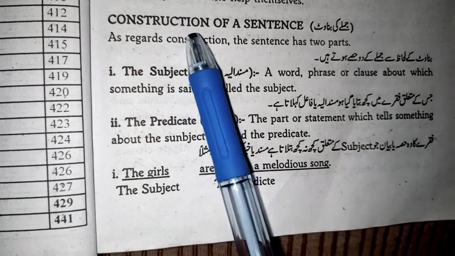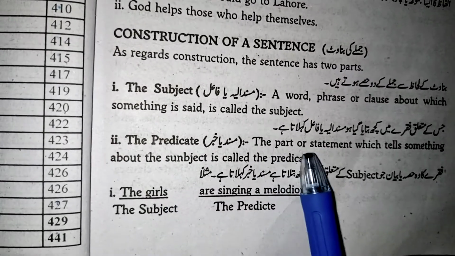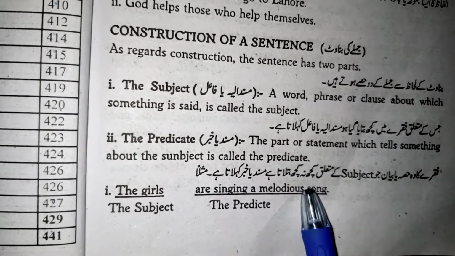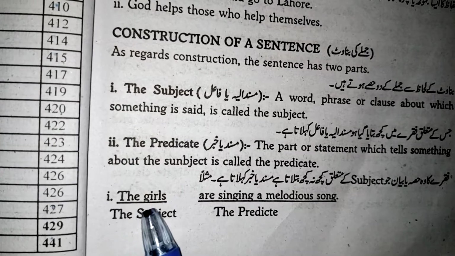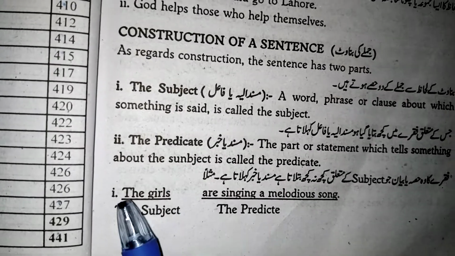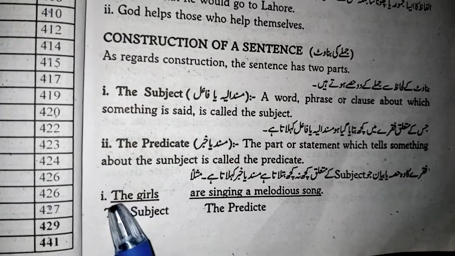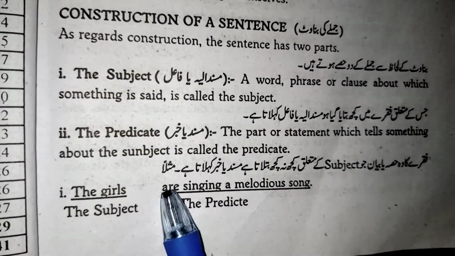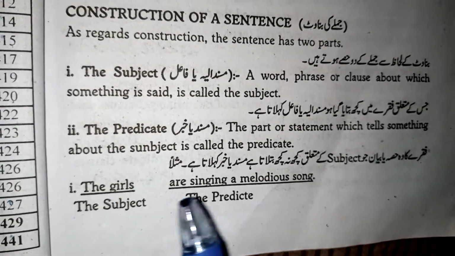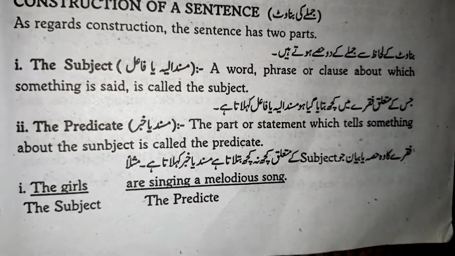And the next component of the sentence is the predicate. And what is predicate? Let's see. The part or statement which tells something about the subject is called the predicate. An example for better understanding. Sentence is, the girls are singing a melodious song. In the beginning we see the noun phrase is the girls, and what is being said about the girls is in the predicate. Are singing a melodious song is a complete predicate about this subject. This whole part is giving us a piece of information about this subject.